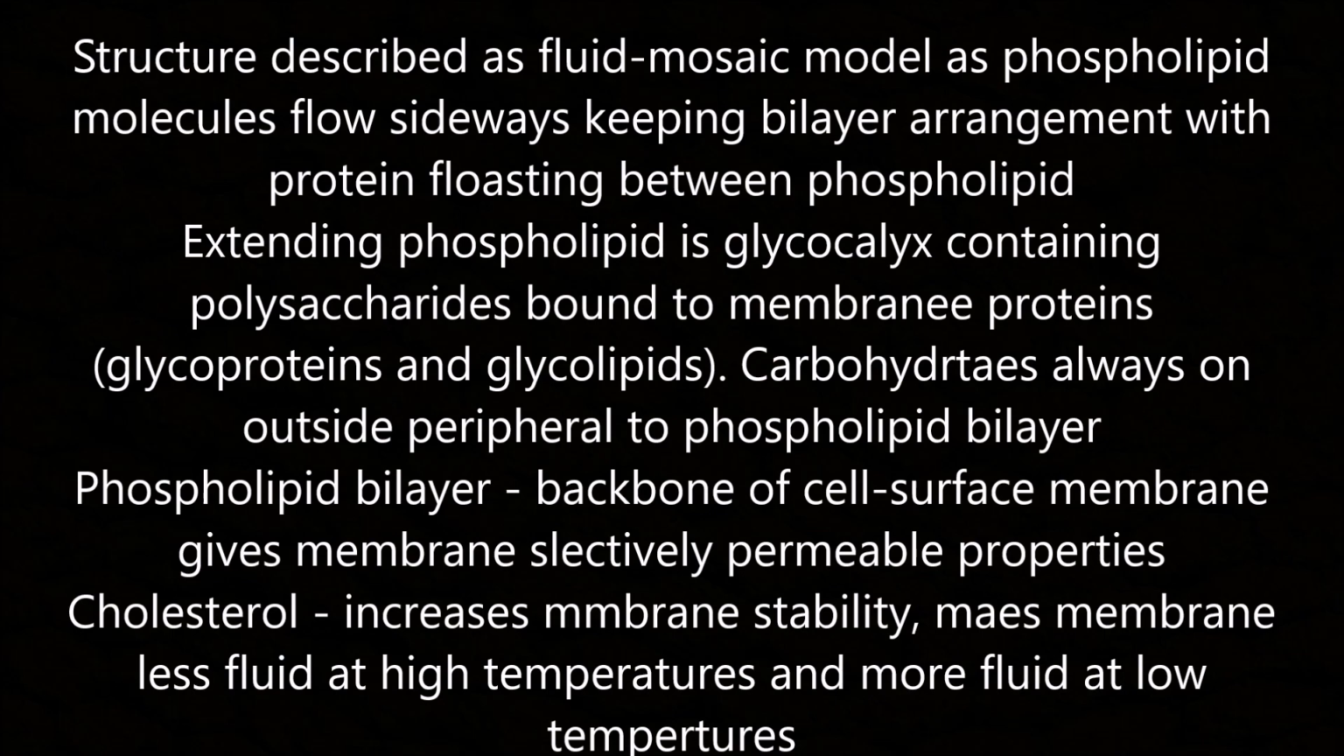Carbohydrates are always on the outside, peripheral to the phospholipid bilayer, which is the backbone of the cell surface membrane, giving the membrane its selectively permeable properties. And cholesterol increases membrane stability. It makes the membrane less fluid at high temperatures but more fluid at low temperatures.